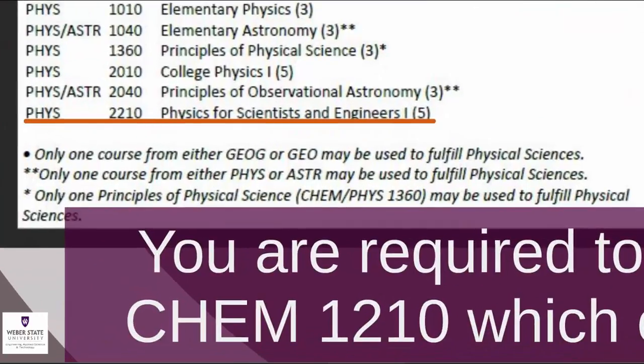Please note, only 1 course from either geography or geosciences and only 1 course from either physics or astrology may be used to fulfill the physical science requirement.